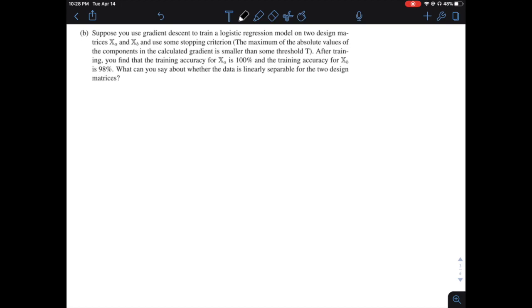So let's think about XA first. We know that our training accuracy is 100%, which means that we've built a classifier that can classify every point in our data set. Now, a key thing to note is that in the feature space, this is only possible if we have linearly separable data. So because our training accuracy is 100%, we know that it was possible for this classifier, given, for example, let me draw some data.